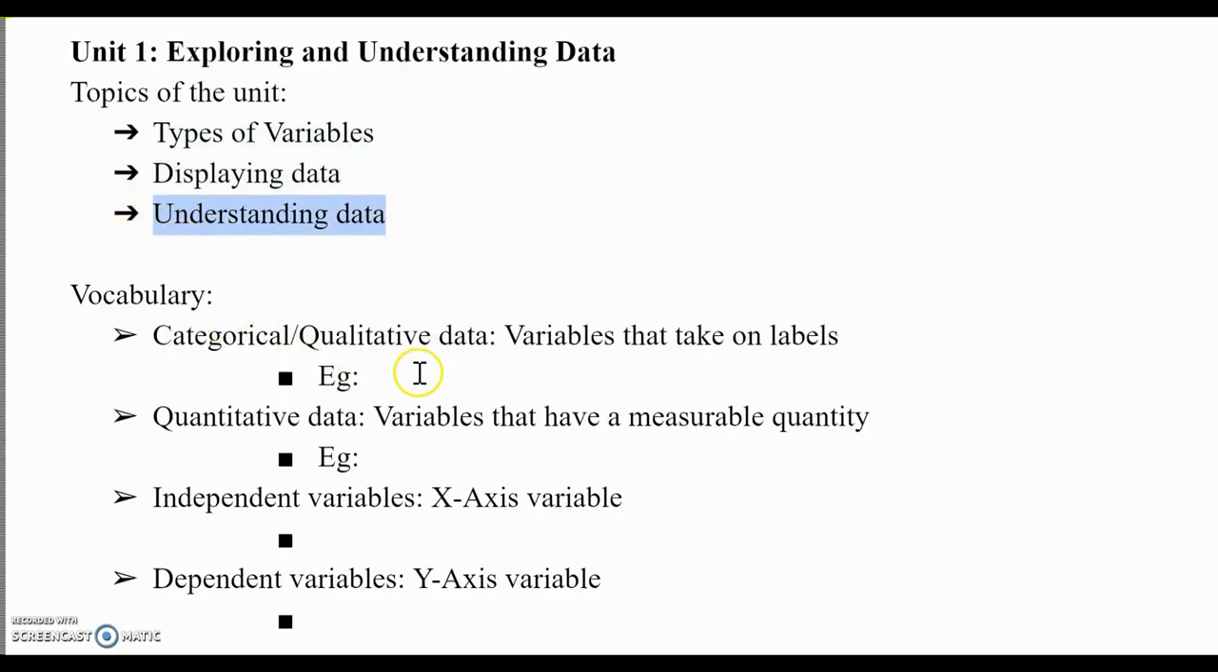To start off with the vocabulary, we're going to start off with categorical or qualitative data, which are just variables that take on labels. For example, we could have back color as one of them and phone company. What I mean by categorical is that you can assign an adjective to them, which is very simply put. For example, phone company, we can talk about it being an Apple phone, a Samsung phone, a Sony phone, etc. And for back color, we can have, for example, red, green, blue, black, etc.